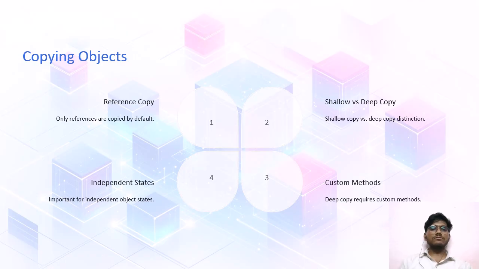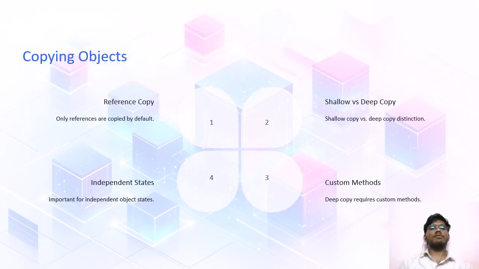Copying objects. The concept of the reference copy: only the references are copied by default. So it means the default assignment, like object 2 equal to object 1, is just a reference copy. And shallow copy versus deep copy description.